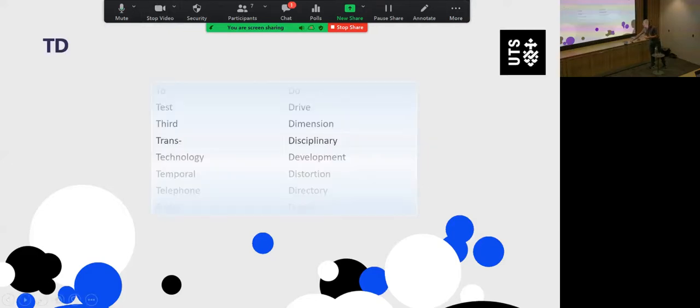TD could mean a whole bunch of different things. It's sort of an inside joke, we're playing around with different acronyms that TD could represent. To us, it's often too new. There's just so much that can get done, but it is very much transdisciplinary.